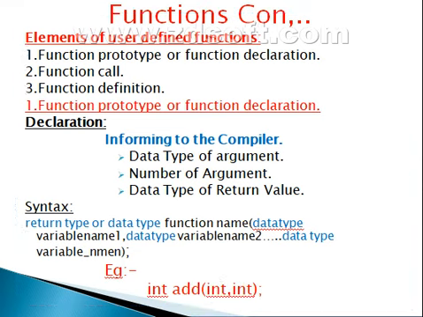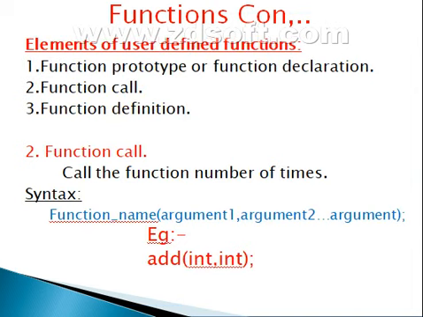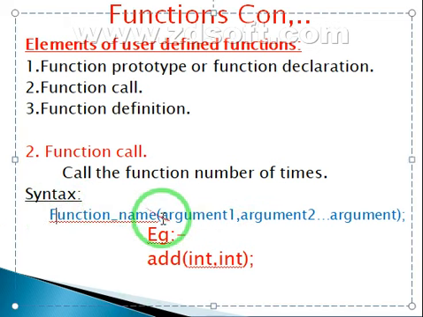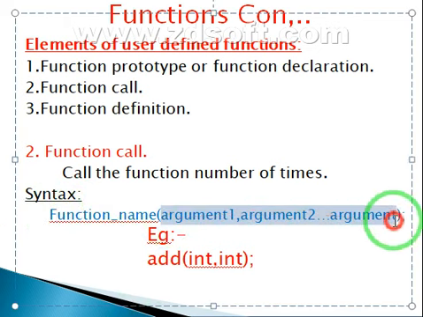Next we will continue with the second element, function call. Function call means function name. There is no need to represent the return value data type. Directly we can call the function with the function name and a list of arguments: argument 1, argument 2, up to argument number n. Example is add, integer comma integer semicolon.